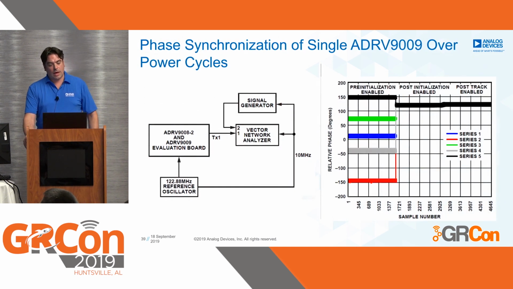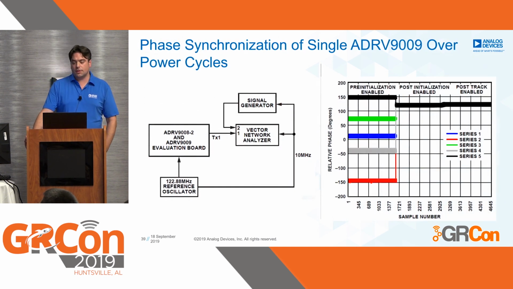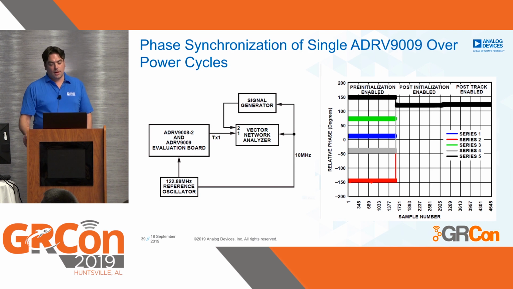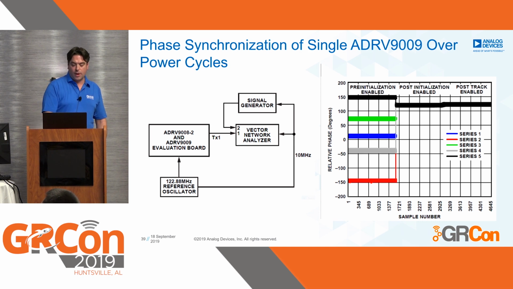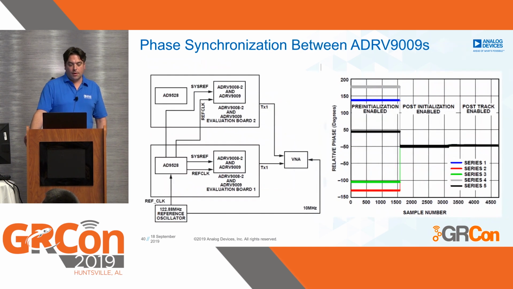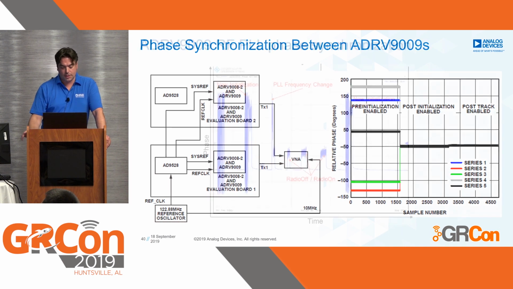So how can that be measured? Here we see some phase values of different transceivers, and after this phase calibration, they all settle to the same value. This can also be shown with multiple devices. They all settle to the same value after the phase synchronization.